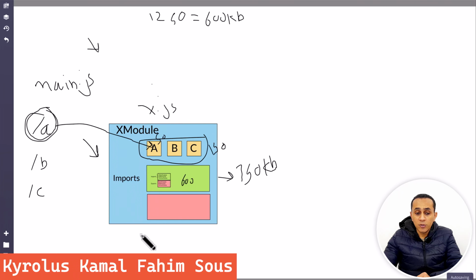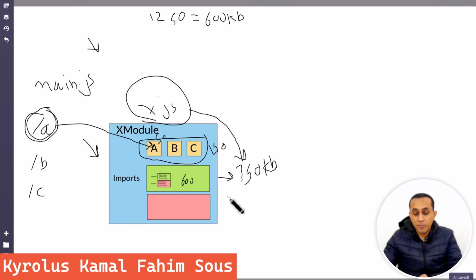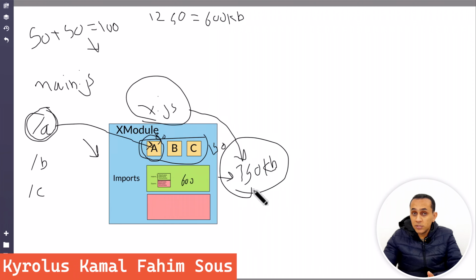Okay, so now Chrome will download this file, and the size of this file is 750. But actually we need only component A with the tabs module, and the size of component A is 50, and the tabs module is only 50, which means we need only 100 kilobytes. This means that we have a lot of extra code, and this causes two problems.